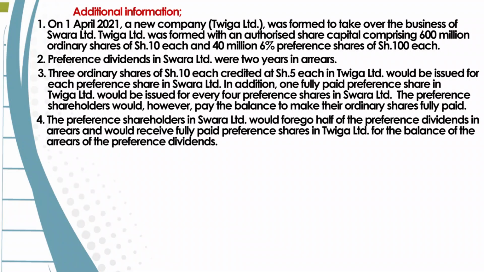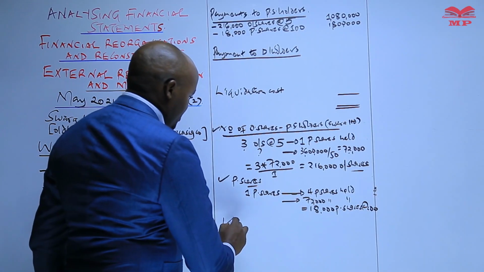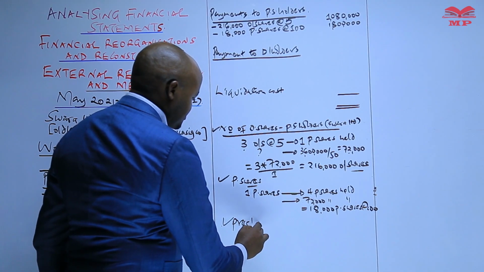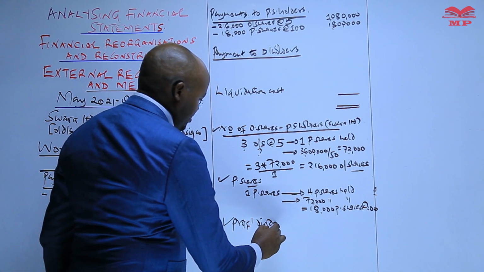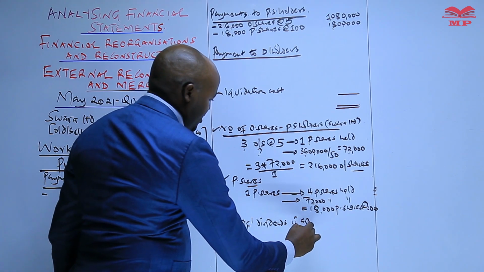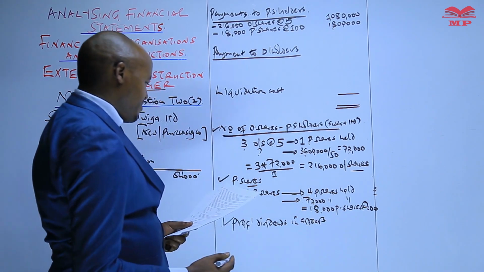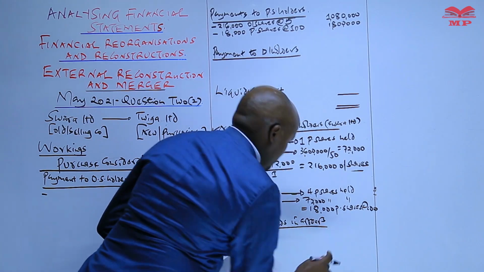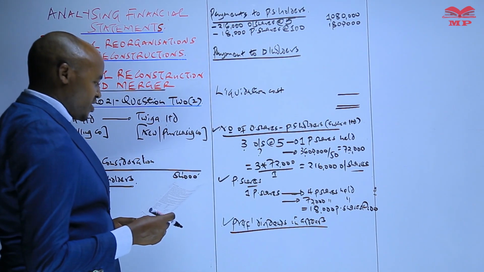So let's go to note number 4, and you are told the preference shareholders in Swara Limited would forego half of the preference dividends in arrears and would receive fully paid preference shares in Twiga Limited for the balance of the arrears of the preference dividends. So I think the first thing we need to do there is to determine the preference dividends which were in arrears, and we are given that particular information in note number 2, where we are told the preference dividends in Swara Limited were 2 years in arrears.